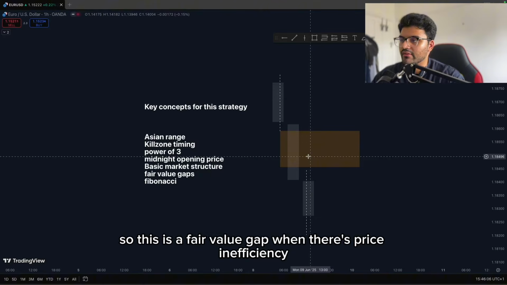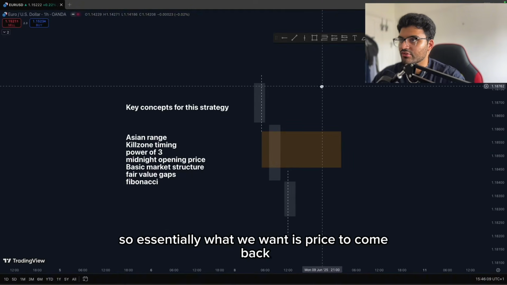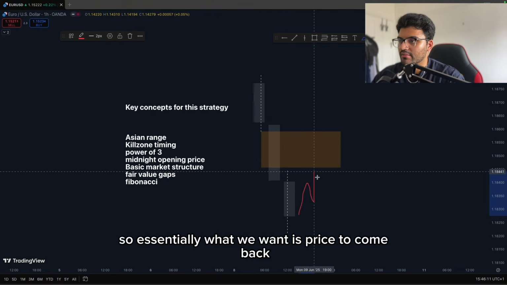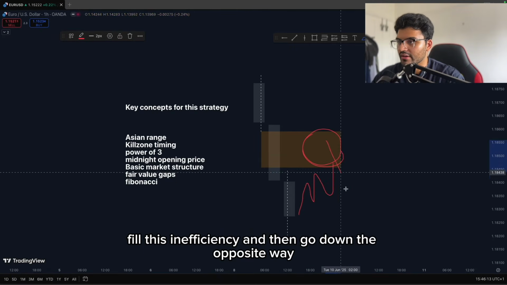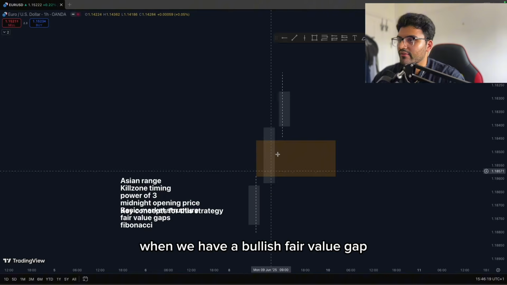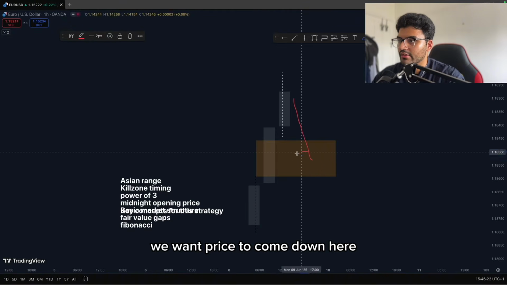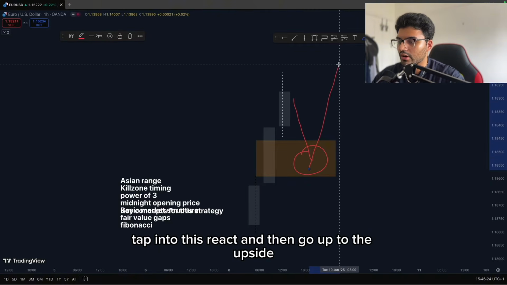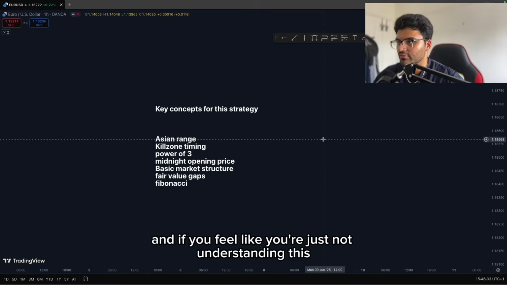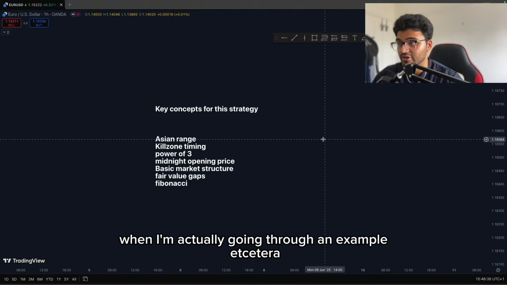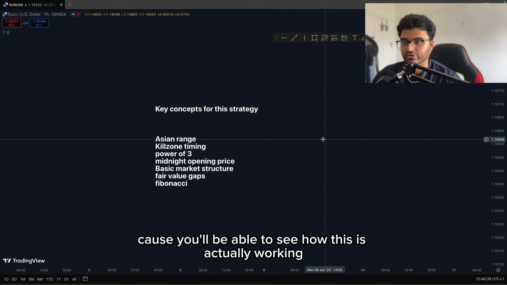So this is a fair value gap when there's price inefficiency. Essentially what we want is price to come back, fill this inefficiency, and then go down. The opposite way, when we have a bullish fair value gap, we want price to come down here, tap into this, react, and then go up to the upside. And if you feel like you're just not understanding this, it will make much more sense when I'm actually going through an example, because you'll be able to see how this is actually working in the live market.